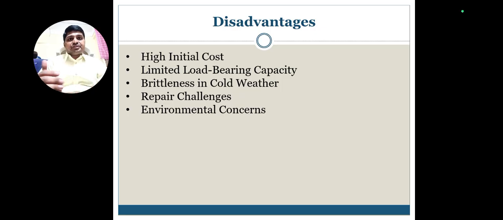Then coming to the disadvantages, it has a high initial cost, because initially the plastic cost will be high, and limited load bearing capacity, because the plastic has low density. That is the way limited load bearing capacity will be there, and brittleness in cold weather, and repair challenges will be there.